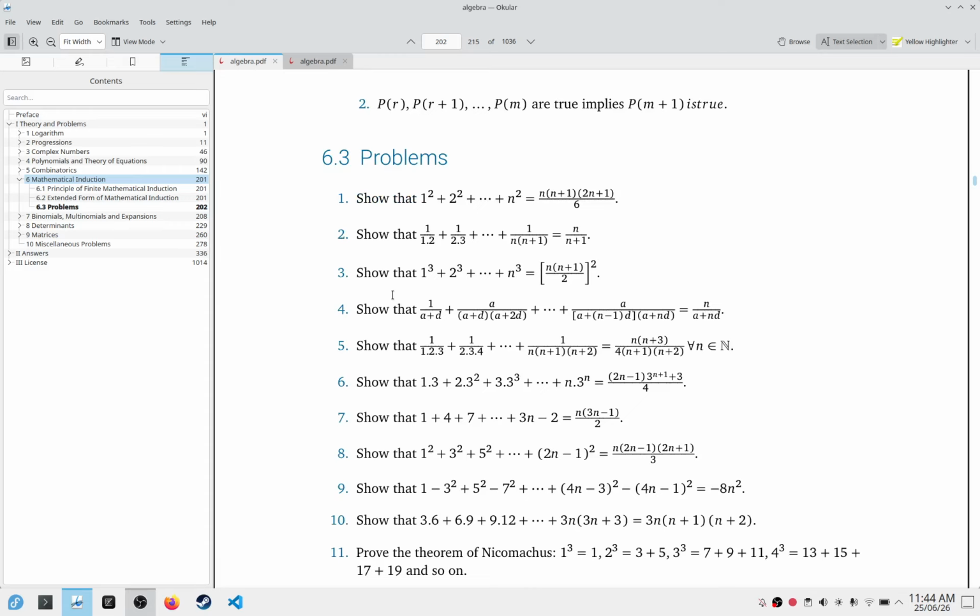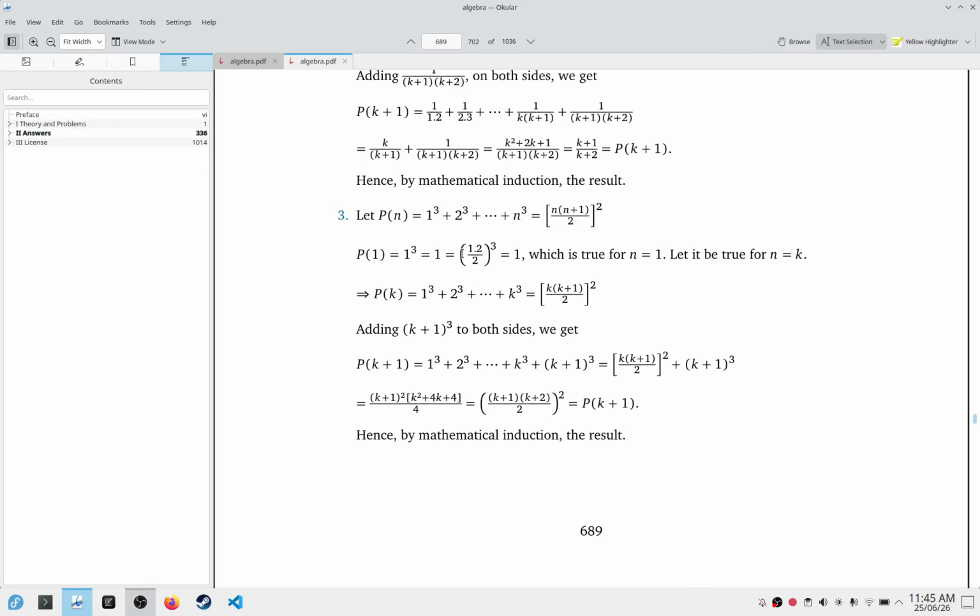Question 3 says that show that 1 cube plus 2 cube up to n cube is equal to n times n plus 1 over 2 whole square. So when we substitute n is equal to 1, left hand side is 1 cube, right hand side becomes 1 into 2 by 2 whole to the power 3, which is equal to 1. So Pn is true for n is equal to 1.